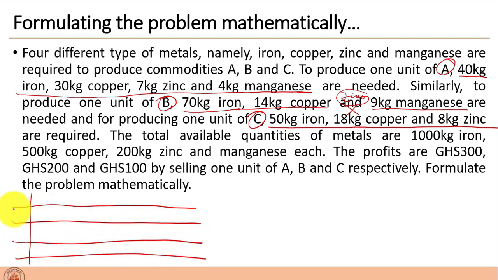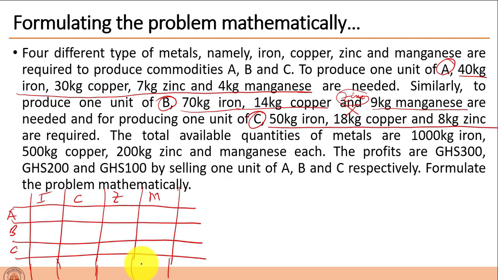I have three products. So I want to put the products here. You can see. Then I have the materials. I have the iron. I have the copper. I have the zinc, and I have the manganese. Now I will extend this a little because I want to write the available materials down there after I have finished. So let's look at A first.